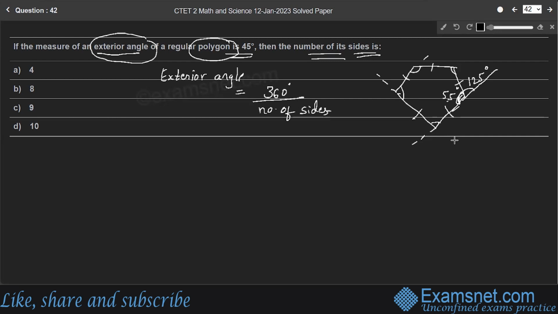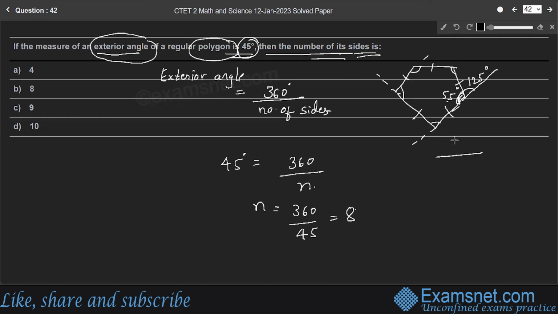Number of sides in that regular polygon, right? Here the exterior angle is given 45 degree, right? So 45 degree is equal to 360 divided by n, let n be the number of sides. So here the question is, what is the number of sides in that polygon, right? Therefore, n is equal to 360 by 45, which is 8. So that polygon has 8 sides. Therefore, the polygon is an octagon, right?